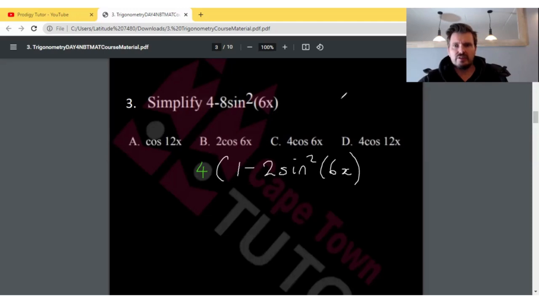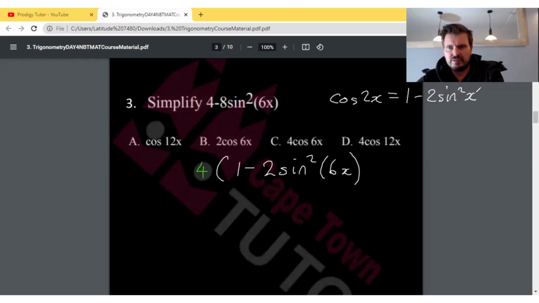Okay, well, we know that cos 2x is equal to 1 minus 2 sine squared x. That's from our formula sheet. We don't get given this, so we have to just remember it. So cos 2x is 1 minus 2 sine squared x. So what happened there? We've got 2 sine squared 6x. So cos 2x would be 1 minus 2 sine squared x.